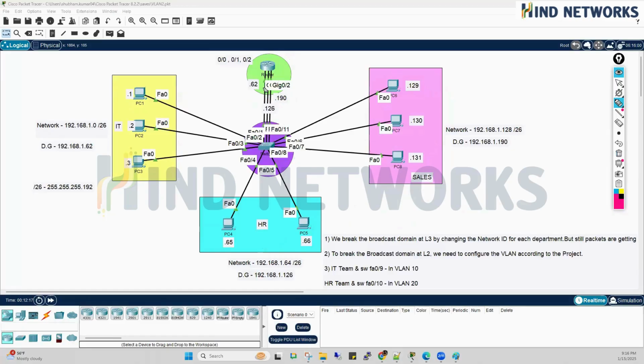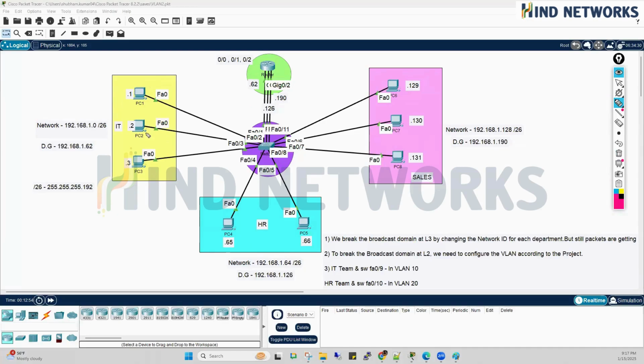Now what I did, I connected one L3 device here, that is a router. With this L3 device, I connected one, two, three links. One link is in this network, the second link in this network, and the third link in this network. Understand? I connected a total of three links here.